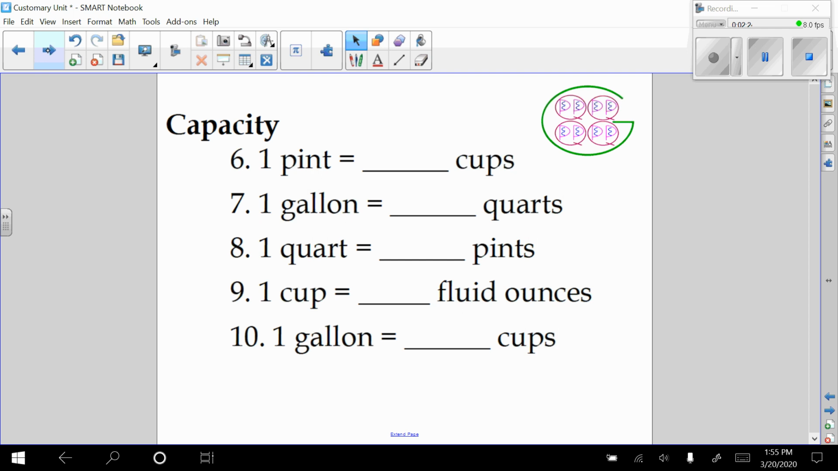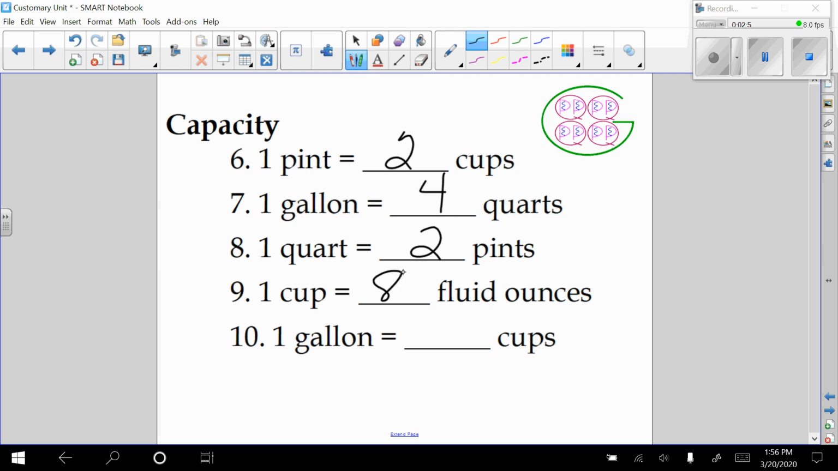So let's change some things. Use our gallon man to help us. If you look at your gallon man, 1 pint has how many cups? Well, there's 2 cups inside that 1 P, so 2 cups. 1 gallon has how many quarts? Well, there's 4 Qs inside that G, so there's 4 quarts. 1 quart is how many pints? How many P's are inside those Qs? There's 2 of them. 1 cup equals 8 fluid ounces. That means liquid ounces. And 1 gallon, there's 16 cups.